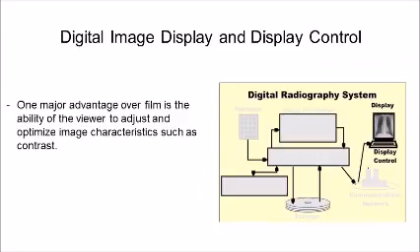Compared to radiographs recorded and displayed on film, there are advantages of soft copy displays. One major advantage is the ability of the viewer to adjust and optimize image characteristics, such as contrast. Other advantages include the ability to zoom, compare multiple images, and perform a variety of functions while viewing the images.